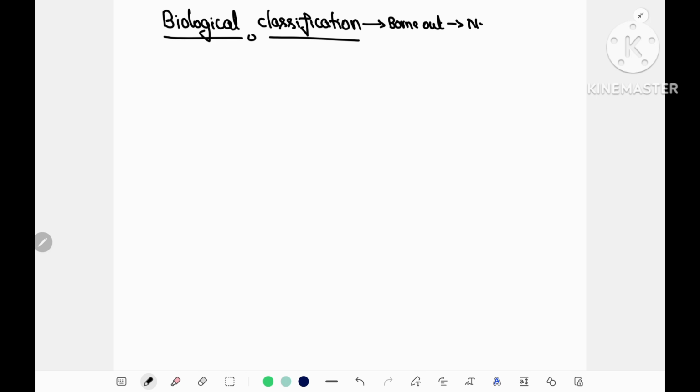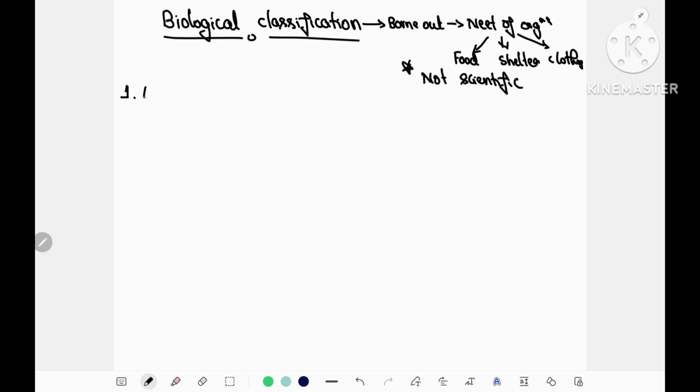To start with, classification of living organisms was born out of the need of living organisms for different purposes by human beings, like food, shelter and clothing. He classified living organisms just as organisms used for food, organisms used for shelter, and organisms used for clothing, but this is not a scientific method. The first scientific method of classification was started by Aristotle.